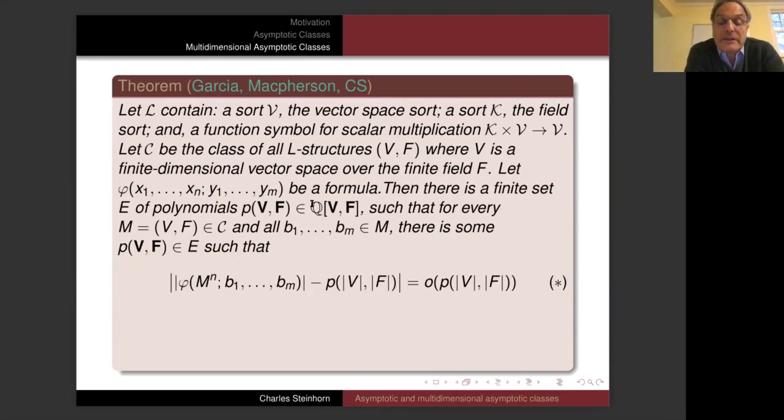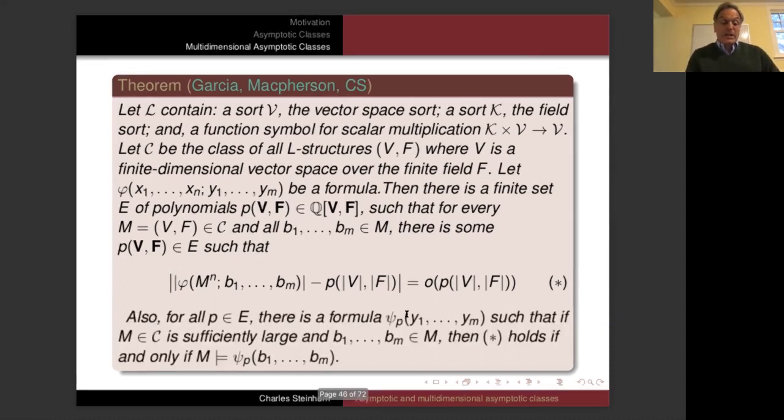And so the statement is that there's a finite set. Given your arbitrary formula, there is a finite set of polynomials in the two variables v and f over the rationals, such that for every one of our vector spaces in our class C and all parameters, there is one of these finitely many polynomials such that the size of the set of solutions, the n-tuples that are solutions to the formula phi with the parameters b1 through bm, is roughly the size of the polynomial where you substitute in the number of elements in V and the number of elements in F. So this is something that's beyond asymptotic classes because you're no longer looking at just a monomial where you're concentrating on the size of the structure, but independently allowing these two sorts to vary.